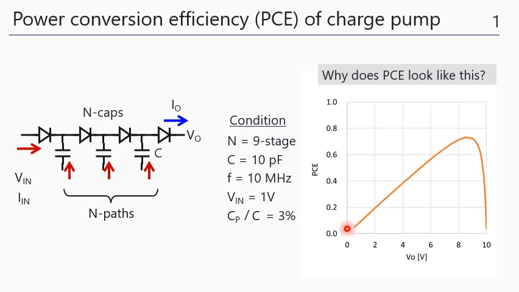Then you can draw this kind of graph showing the power conversion efficiency versus the output voltage. The question is, why does PCE look like this? So this is the theme of this discussion.